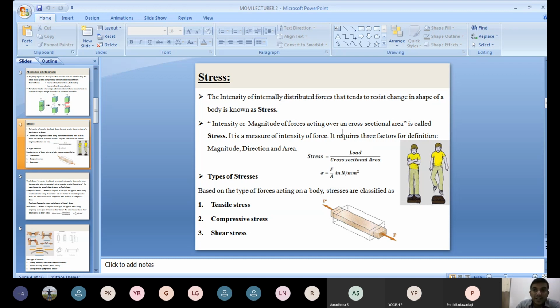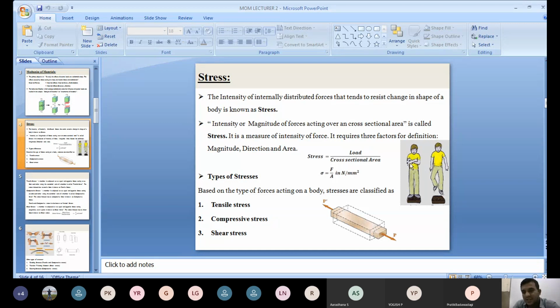Now if you say stress is acting on a body, it requires three factors: magnitude, direction, and area. Mathematically, how do you represent stress? Stress is equal to the ratio of load to cross-sectional area. This is a mathematical formula. Stress we denote as sigma. That's a normal stress. It may be tensile or compressive. Load we represent as F, or sometimes as P. Load is in Newton, right? Then cross-sectional area you represent as A. The unit of stress is Newton per mm square.